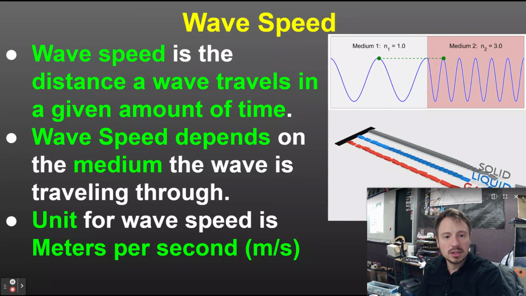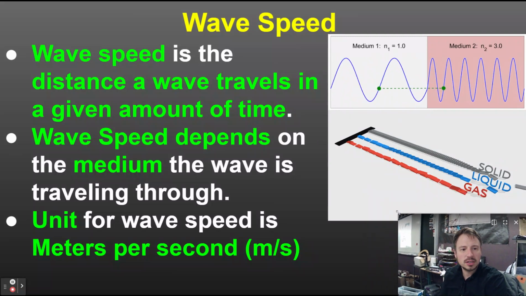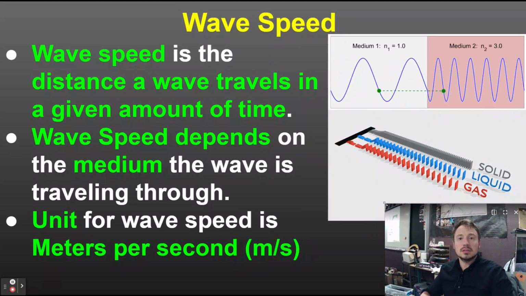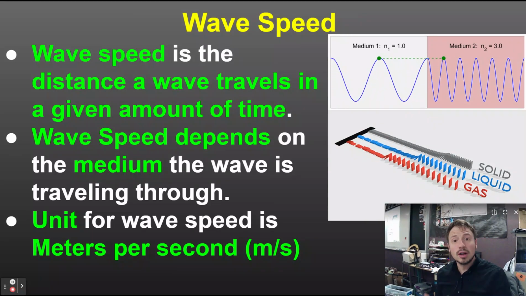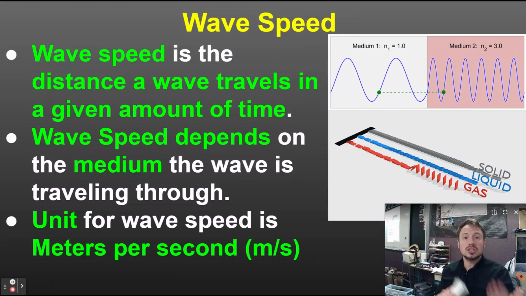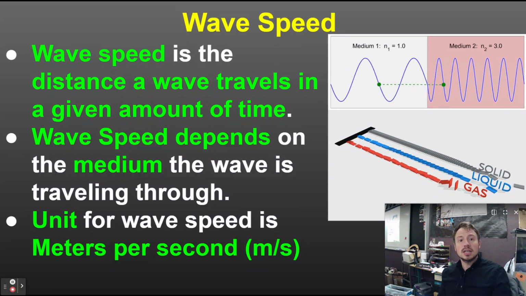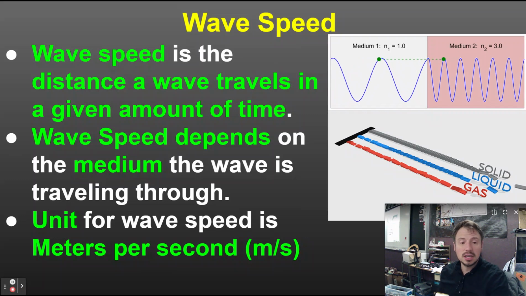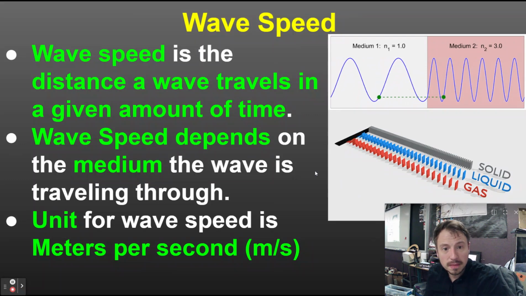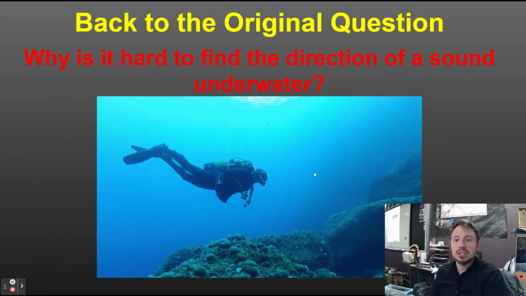Now down here at the lower graphic, let me just shrink this so you can see a little better. We're talking about sound. Sound travels a lot faster in solids and liquids than it does in gases, right? So you can see that it does depend on the medium. So that brings us to this question: why is it hard to find the direction of a sound underwater?